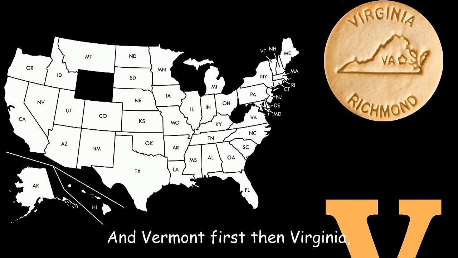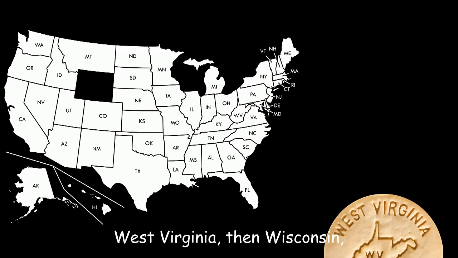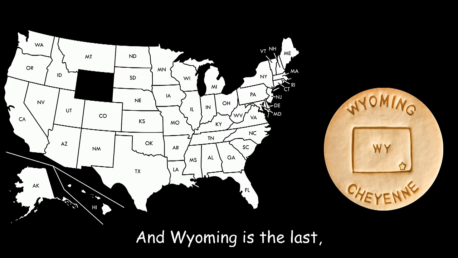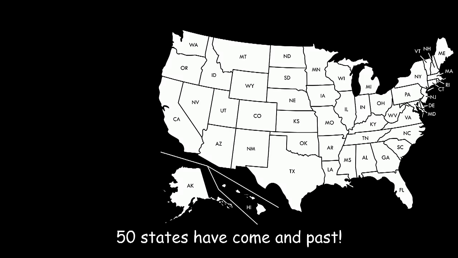Washington's a state, but never is D.C. West Virginia, then Wisconsin, they're all right. And Wyoming is the last, you got that right. Let's go roaming, it's a blast. 50 states have come and passed, they make the states of the United States today.